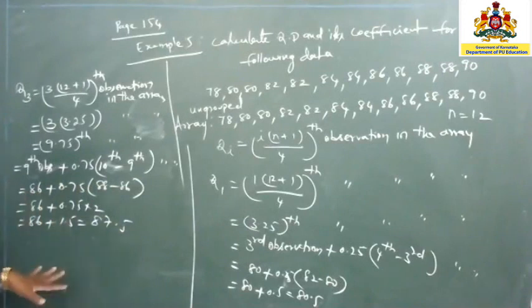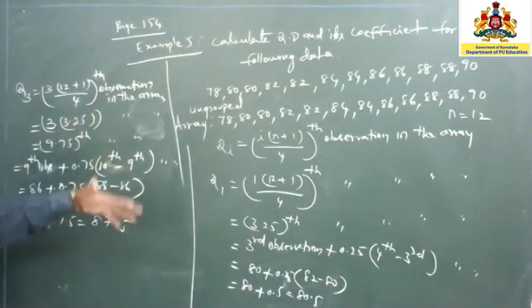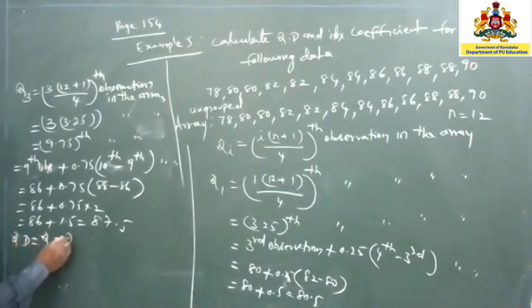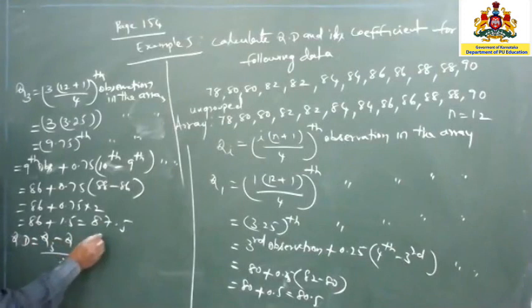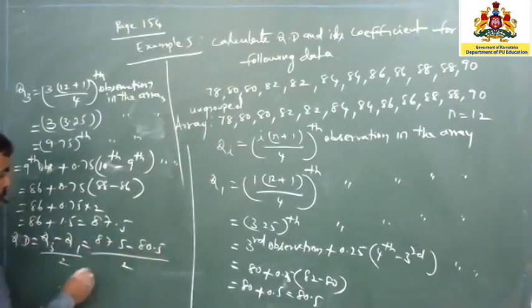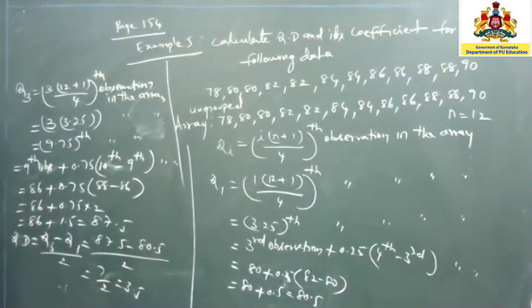This is for ungrouped data. If you get a whole number, the ninth observation, for example, just write down that value as Q3. If you get a decimal part like this, apply this procedure, which you have already learnt in partition values. Therefore, quartile deviation QD equals Q3 minus Q1 by 2. Q3 is 87.5 minus 80.5 by 2, equal to 7 by 2, that is 3.5.